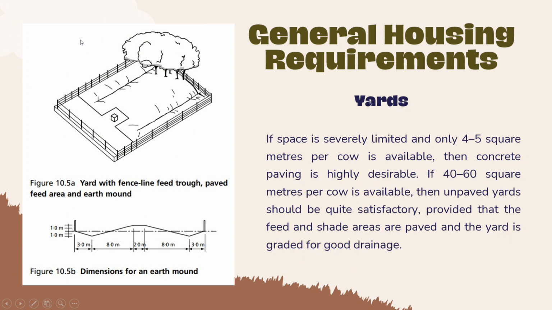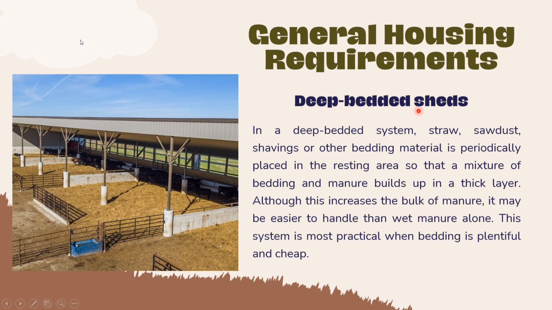Deep bedded sheds. In a deep-bedded system, straw, sawdust, shavings or other bedding material is periodically placed in the resting area so that a mixture of bedding and manure builds up in a thick layer. Although this increases the bulk of manure, it may be easier to handle than wet manure alone. This system is most practical when bedding is plentiful and cheap.